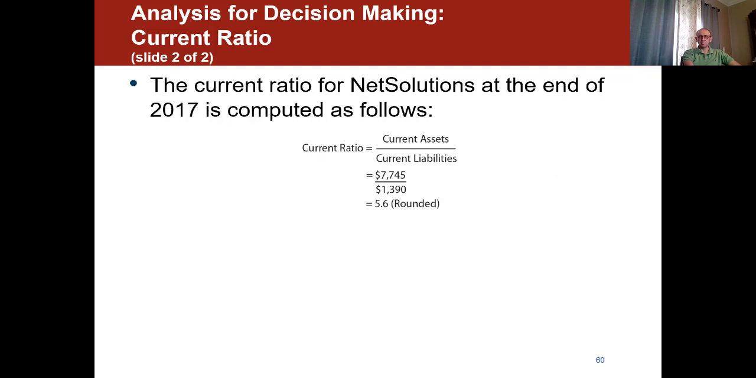So how do we calculate it? Again, let's see here for Net Solutions. We divide current assets, which is $77.45, by current liabilities, $13.90, and that gives us 5.6. So this means that for every dollar of current liabilities, the company has $5.60 in current assets available to pay these current liabilities. I think this is very good. It shows that the company has available current assets that can pay its current liabilities comfortably.